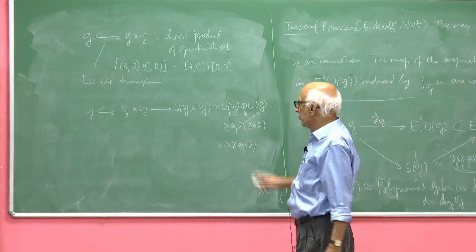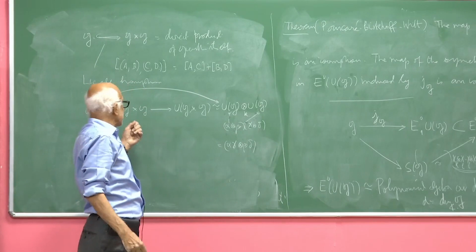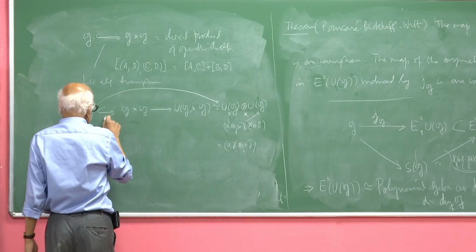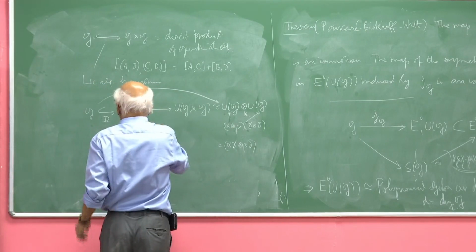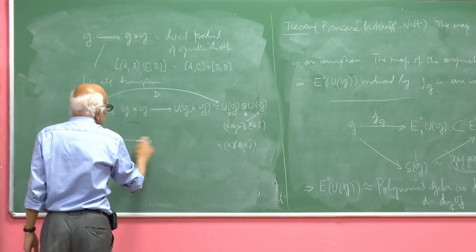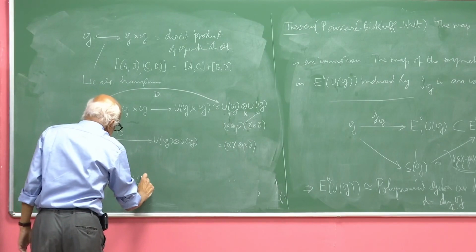So you have a natural mapping of G into this. G to G cross G is a Lie algebra homomorphism, and G cross G to UG tensor UG respects the bracket, the bracket here going into the bracket in the associative algebra. Therefore, by the universal property, let me call this composite mapping D. By the universal property of the enveloping algebra, you have a mapping from UG into UG tensor UG, taking the bracket operation to bracket operation. So we know that there is a mapping from UG into this, D tilde.